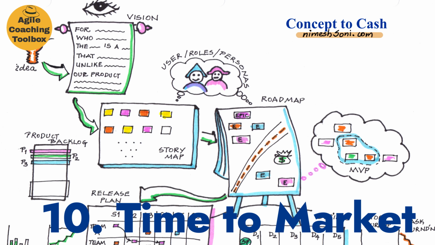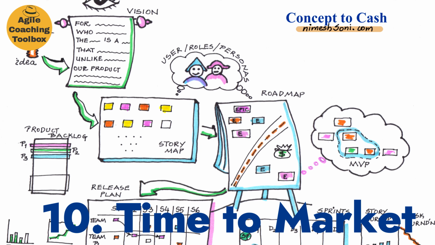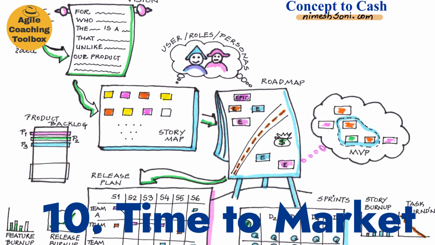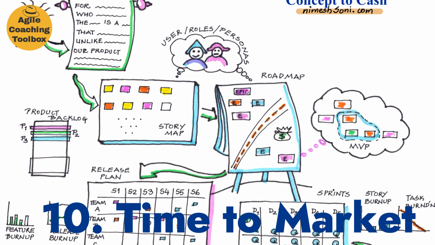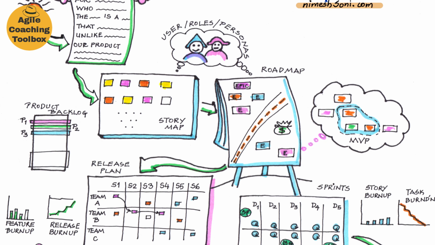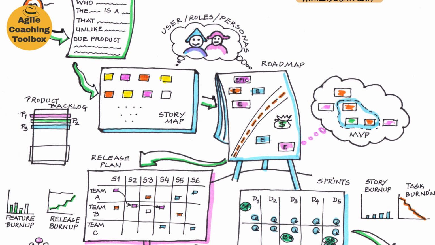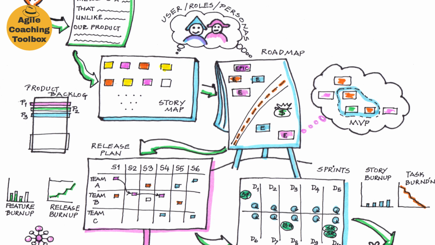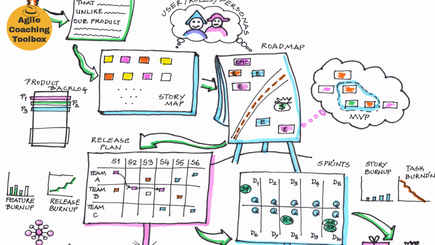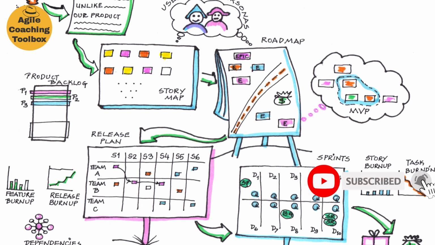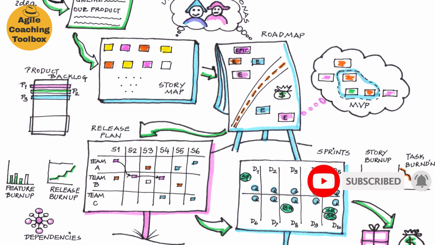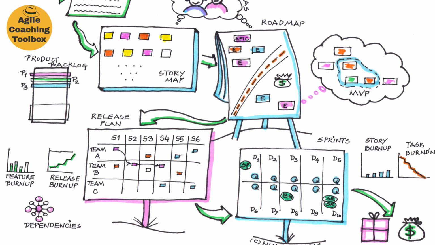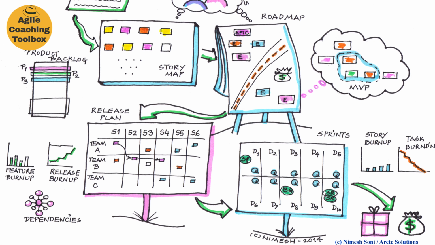And the last but not the least is time to market. The elapsed time between when a product idea is identified and when it is released to the market. Time to market can be an important metric for agile teams, as it measures how long it takes for a product to go from an idea to being available to the customers. This metric is important because it can indicate how quickly the product is getting to the market and how efficiently the development process is working.